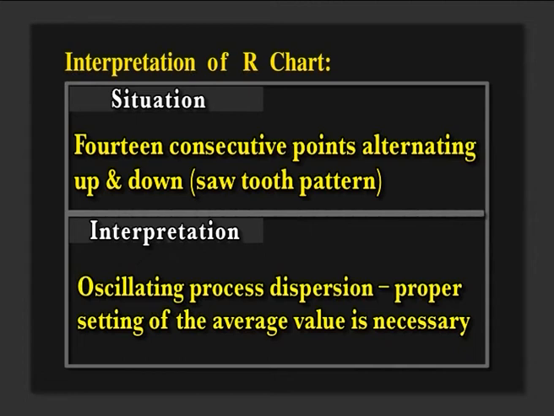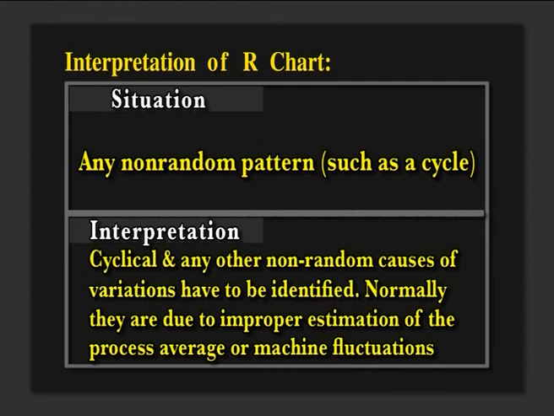Oscillating process dispersion, proper setting of the average value is necessary. Any non-random pattern such as cyclical and any other non-random causes of variation have to be identified. Normally, they are due to improper estimation of process average of machine or machine fluctuations.